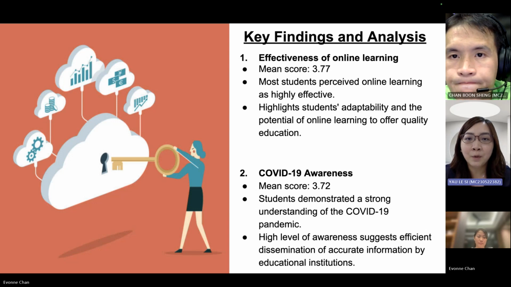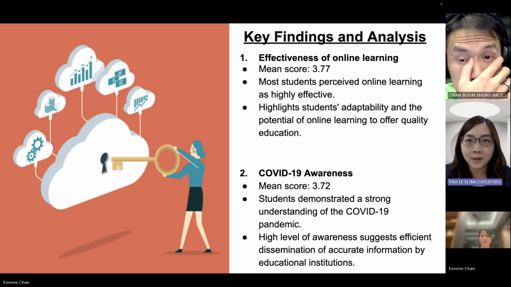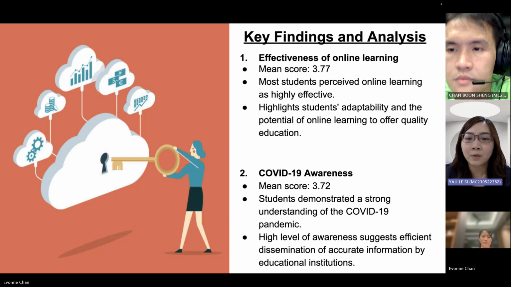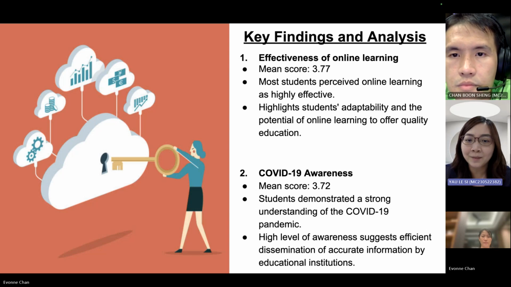Now, let's review the key findings and analysis. First, effectiveness of online learning. The mean score was 3.77. Most students perceive online learning as highly effective, which highlights students' adaptability and the potential of online learning to offer quality education. Second, COVID-19 awareness. The mean score was 3.72. Students demonstrated a strong understanding of the COVID-19 pandemic. A high level of awareness suggests efficient dissemination of accurate information by educational institutions.